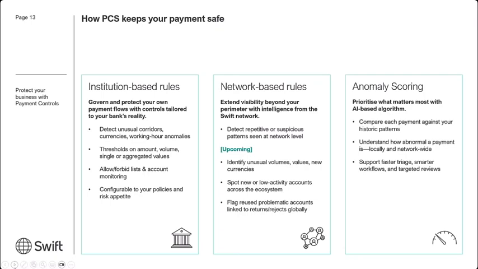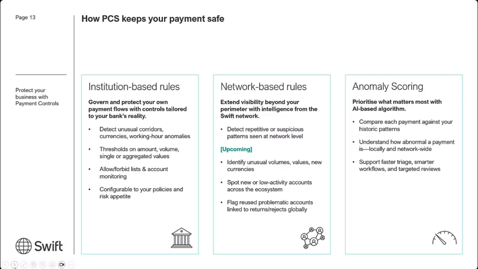Now, your network-based rules essentially leverage the SWIFT network insights, and it can detect behaviors that are unusual, not only for your bank, but for the entire network. So, for example, whether an account is suddenly active across multiple institutions, whether a beneficiary or corridor is behaving unusually at network level, or whether a pattern is isolated or systemic.